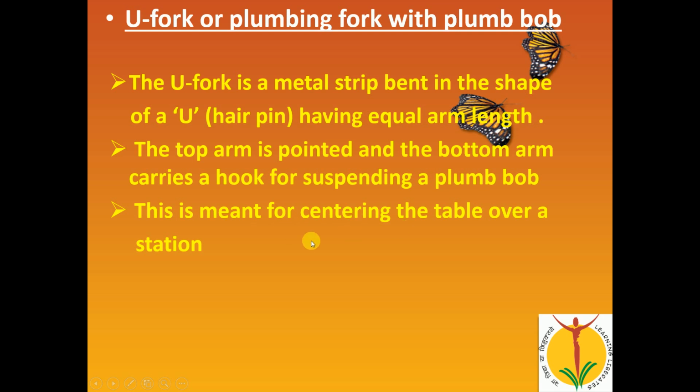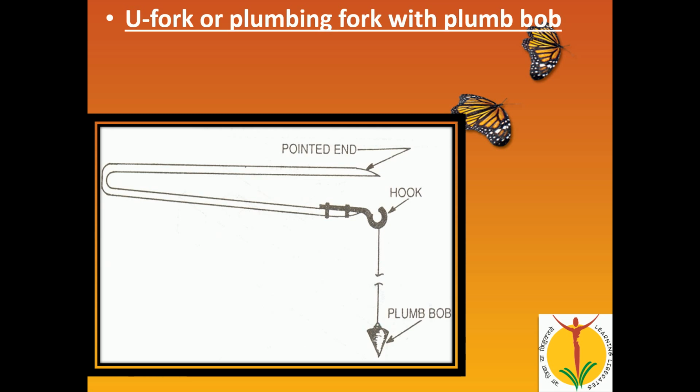This is a typical sketch of the U fork, which has two edges. One is a pointed edge here, and on the other edge they have provided a hook, and through the hook they suspend the plumb bob. With the help of the plumb bob and the pointed edge, we are going to transfer the various points from the plane table drawing sheet to the ground, or take the ground point onto the drawing sheet.